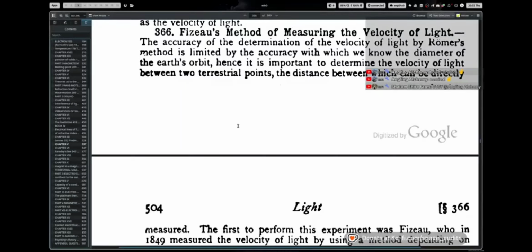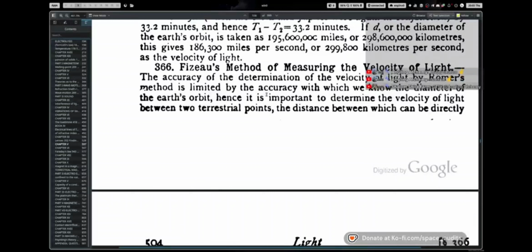Hello and welcome, everyone, to Ether Cosmology Research and Reading Night. Tonight, we're going to be reviewing a physics textbook from 1911 by William Watson. And the specific section we're going to cover is Chapter 5, The History of the Speed of Light.